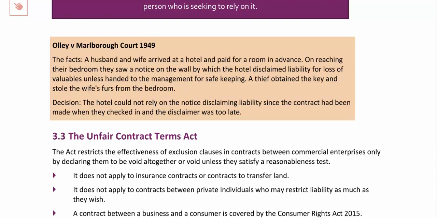So they tried to claim some damages. But the hotel said they weren't liable because they had an exclusion notice. Now, in this case, the hotel couldn't rely on that exclusion notice because it wasn't communicated to Mr. and Mrs. Olley at the time or before they entered into the contract. They didn't know about it till they were actually in their hotel room, way later than the time when the contract was made. Therefore, it wasn't incorporated into the contract and it couldn't be relied upon.